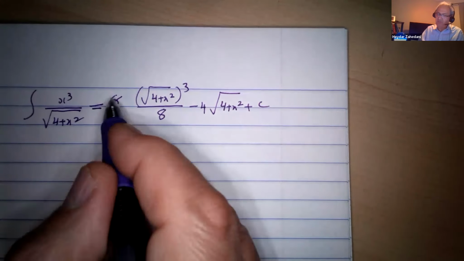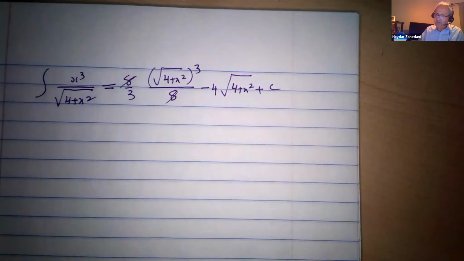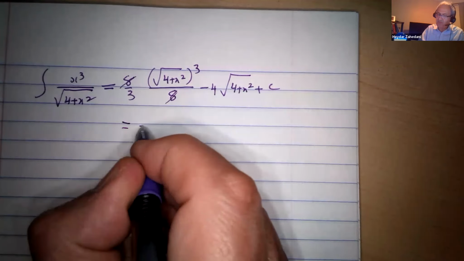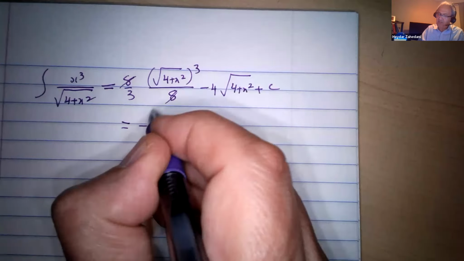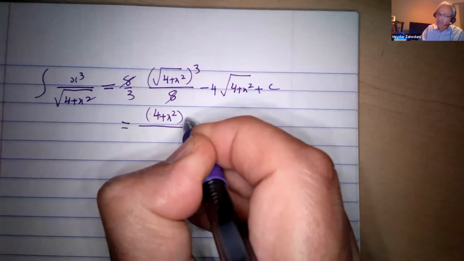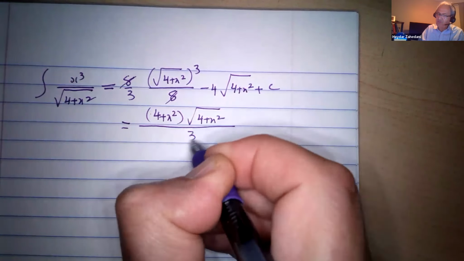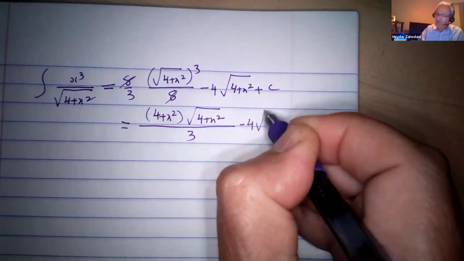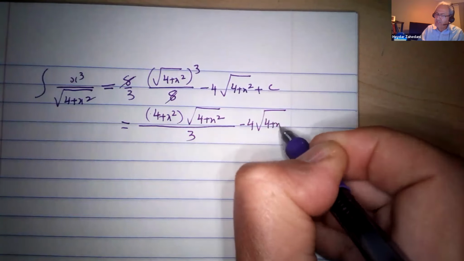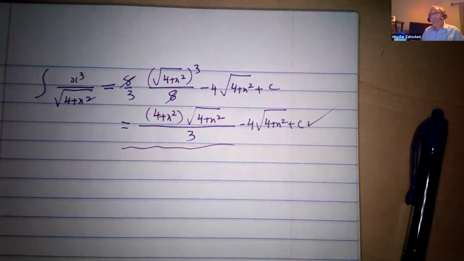The only thing you can do is simplify these two. You can simplify the top if you like. So the final answer is going to be the top. You can leave it as you like, or 4 plus x squared times radical 4 plus x squared over 3 minus 4 plus x squared plus c, the final answer.